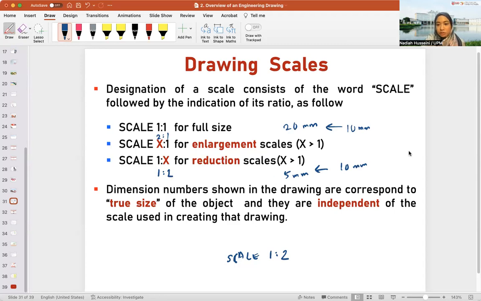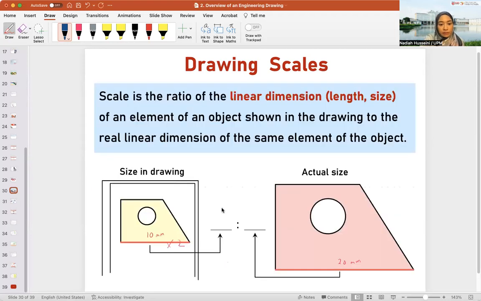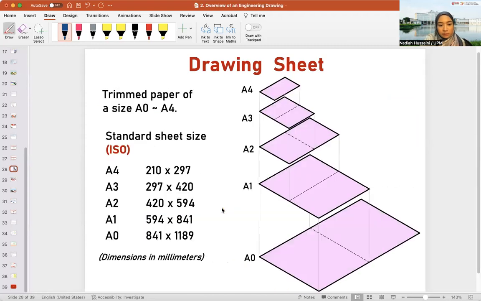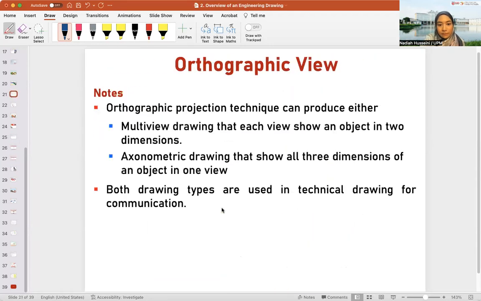Dimension numbers shown in the drawing correspond to the true size of the object, true size. And they are independent of the scale used in creating that drawing. Okay, what does that mean? Let's go back to this one. Ada gambar tadi. Jauh tak gambar tu?